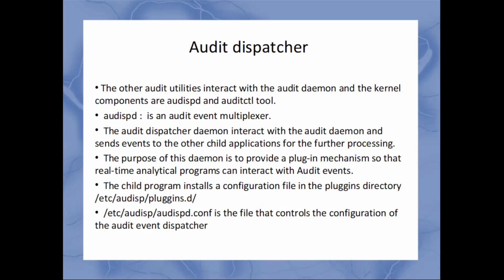The purpose of this daemon is to provide a plugin mechanism so that real-time analytical programs can interact with the audit events. The child program installs its configuration files in the plugin directory that has been specified, which is present in the /etc/audit/plugins.d directory, where all the configuration files for the different supported plugins are present. The main configuration file for this audit dispatcher, audispd.conf, is the file that controls the configuration of the audit event dispatcher.